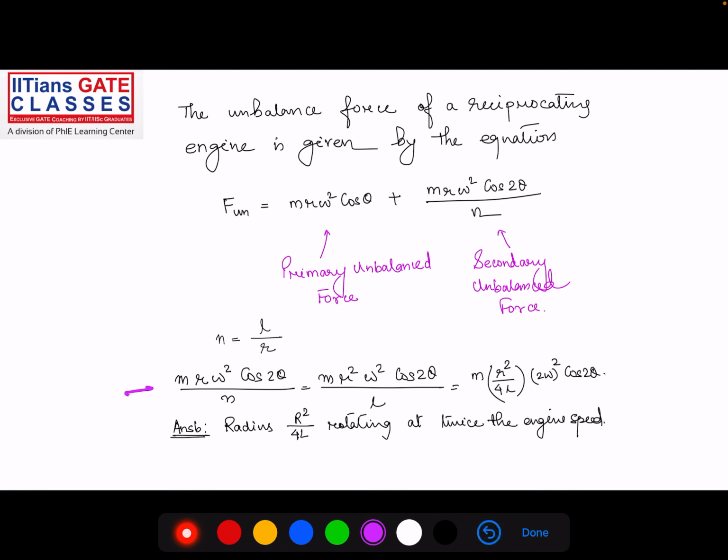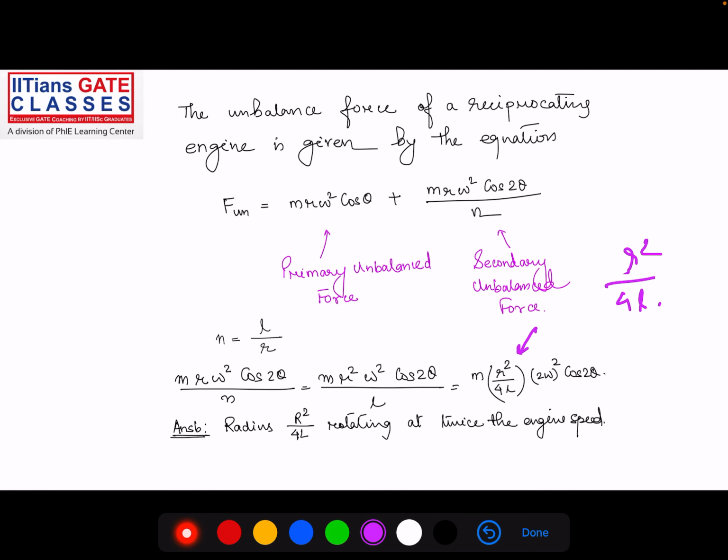The secondary unbalance force is m r omega square cos 2 theta by n. n I am writing as L by R. So here r becomes r square. So I can rewrite it as m r square by L omega square cos 2 theta. If you compare this with the primary unbalanced force, can I say that the radius of the virtual crank will be r square by 4L? The radius of the virtual crank will be r square by 4L.